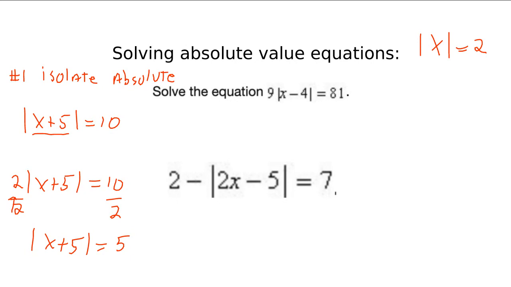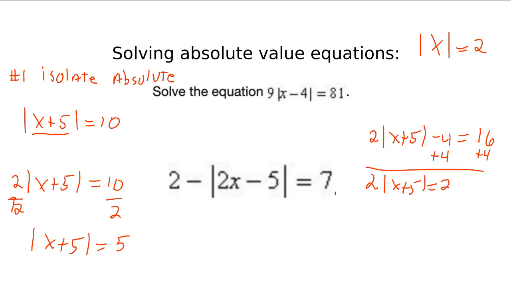What if I had something like 2 times the absolute value of x plus 5, minus 4, is equal to 16? Now I look at it and there are two things outside of the absolute value symbol. There's a 2 and there's a -4. I've got to get rid of both of them. Okay, -4. I'm going to add 4 to both sides. Why am I going to add 4? Because this is a -4. How do you get rid of a -4? You add 4. You do the opposite. So now I'd end up with 2 times the absolute value of x plus 5 is equal to 20.